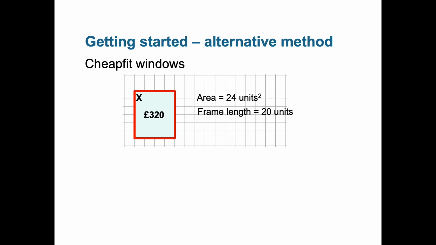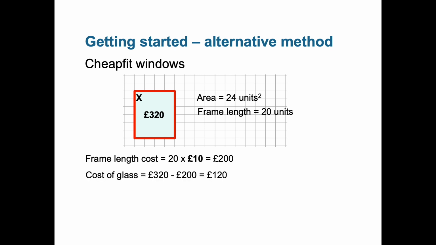Now, if we take that information, that 1 unit of frame length is £10, we can look at one of the windows, I've chosen X here, and work out how much the glass costs. So the frame length cost for this window is 20 times £10, which is £200 altogether. That means the cost of the glass will be £320, the total cost of the window, take away £200, and you can see it's £120.